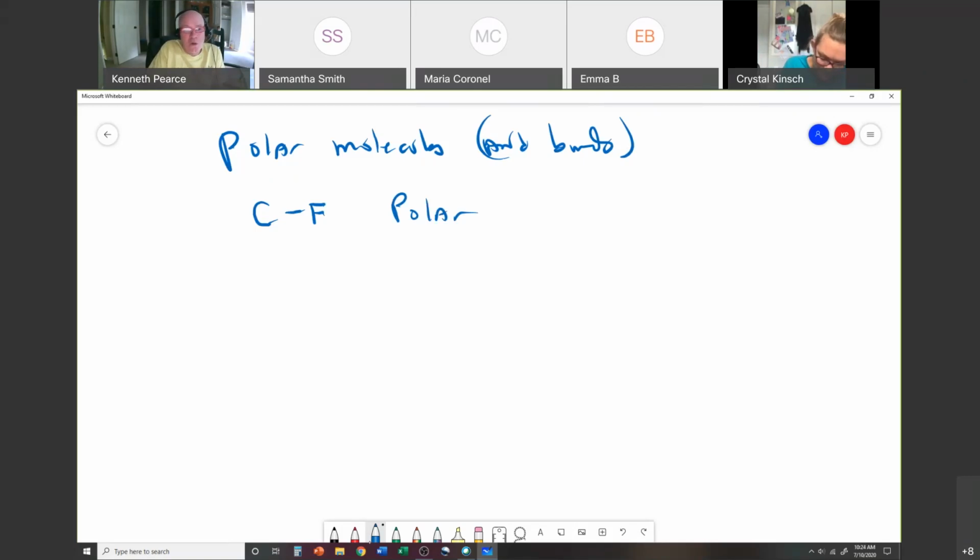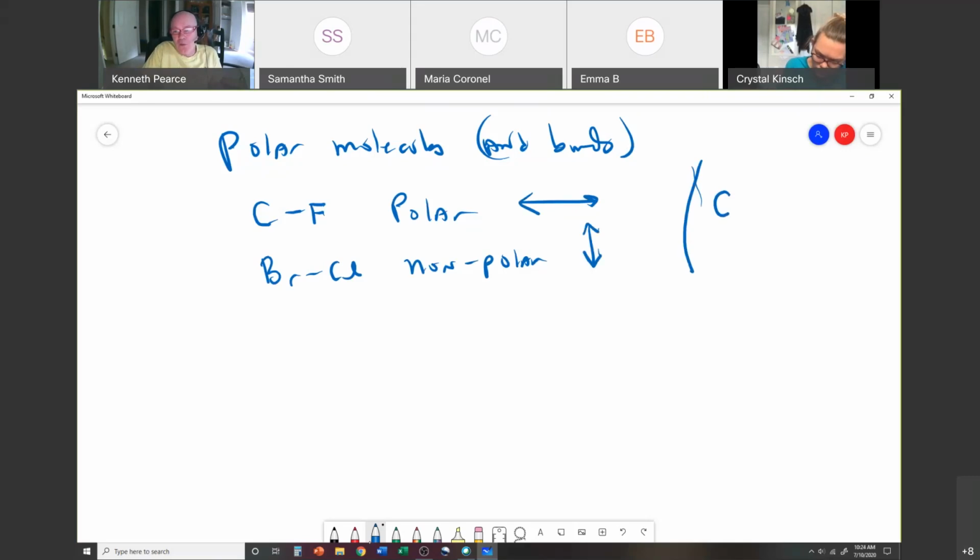Okay, whereas say a bromine-chlorine bond would be nonpolar. Okay, because this is left to right on the periodic table. This is up and down on the periodic table. Okay, at a first approximation, this can tell you that. All right. Now, for our organic chemist friends, CH is considered nonpolar. Okay, just keep that in mind when you're looking at these. CH is considered nonpolar.